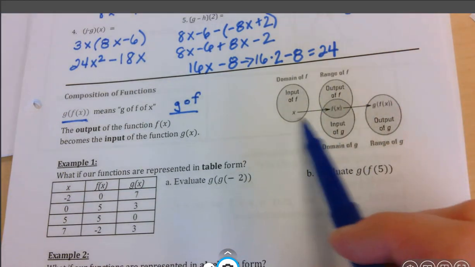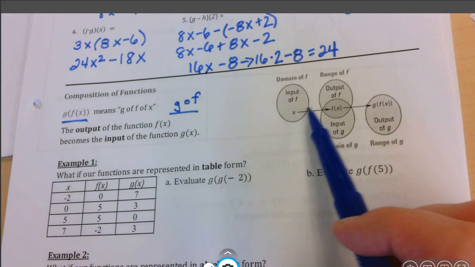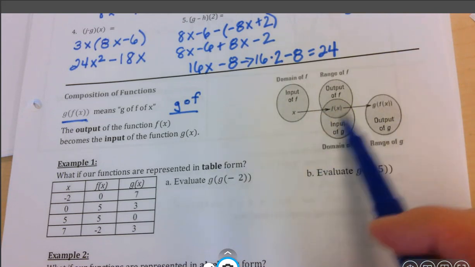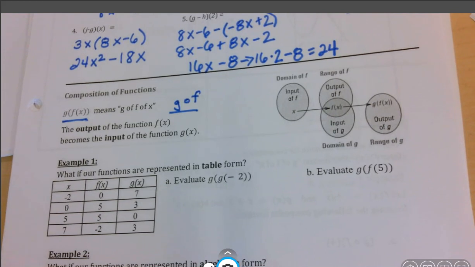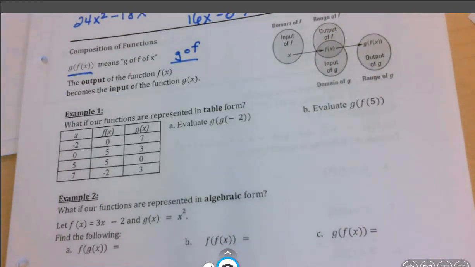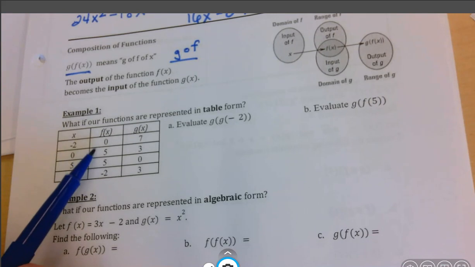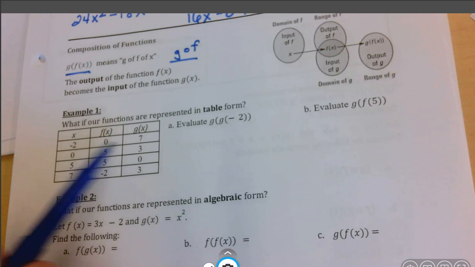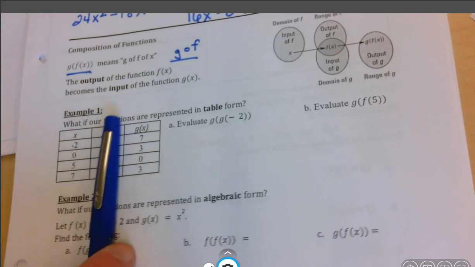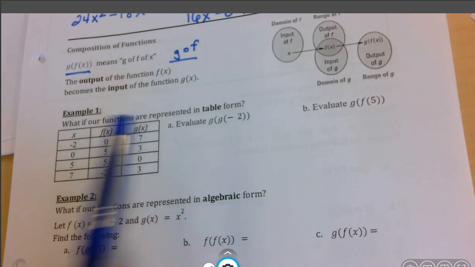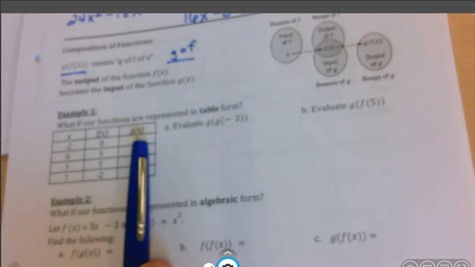All right, so what happens is you would put an x value into the inside function, and then you get something out, and then that number you get out goes into the next function. We're going to look at a table first, and then we'll look at some examples down here. So this table is showing us if I input -2 into f, I would get 0. If I input -2 into g, I would get 7. So it's kind of showing you an input-output table for two different functions: input-output for f, and then for g, same input, but different output.